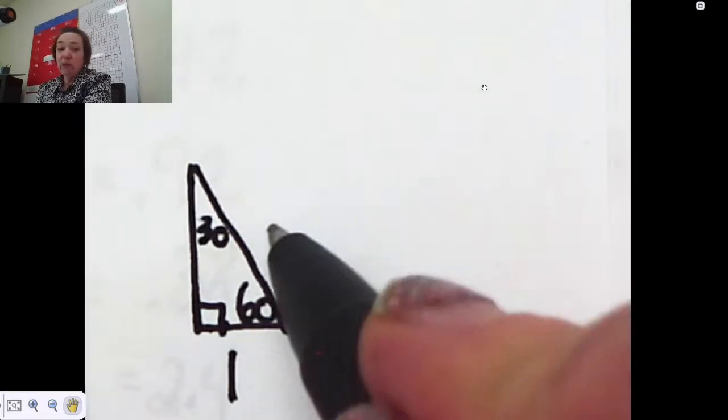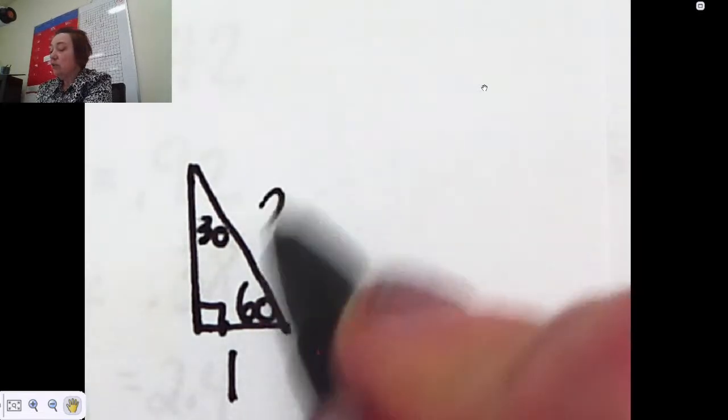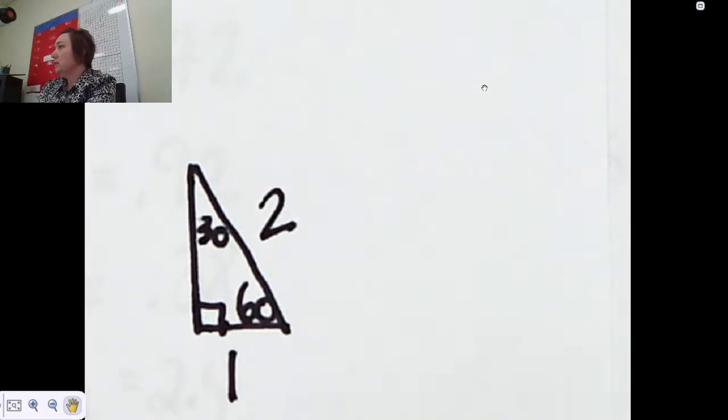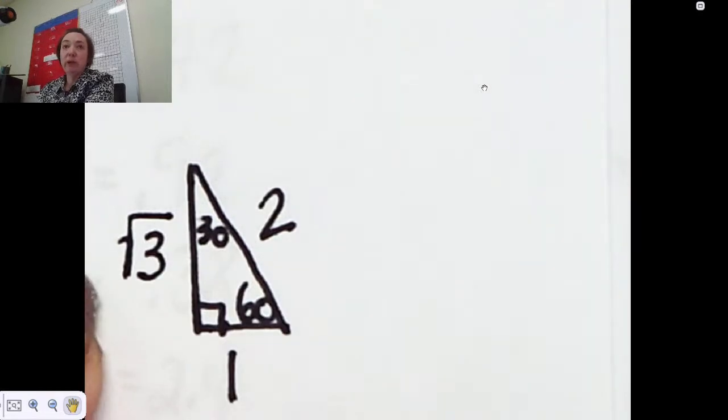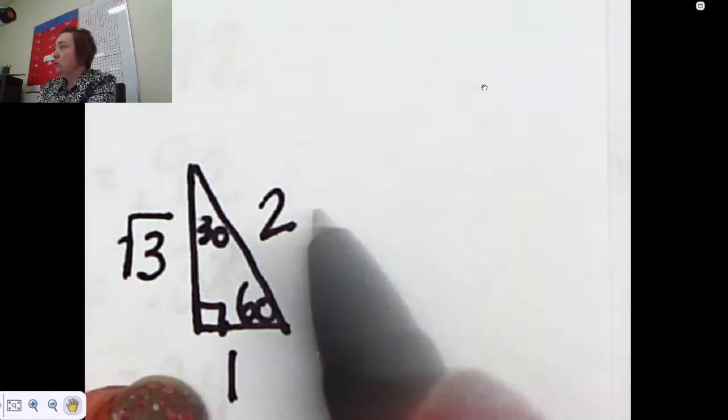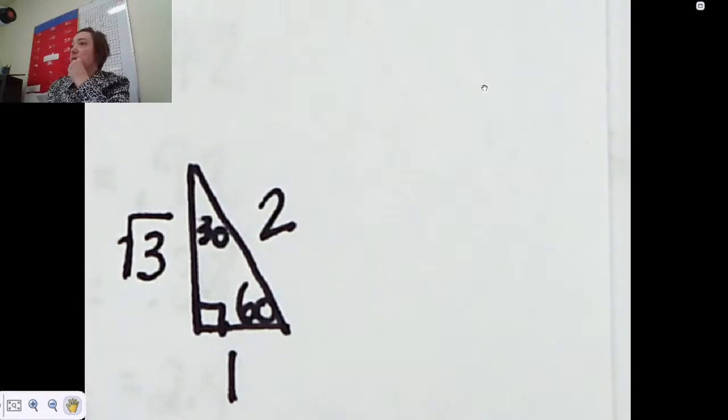Now, remember we learned last week that the short side of a 30, 60, 90 is like 1, right? And the long side, which is across from the right angle, is like 2. It's 2 times that amount, whatever that is. And then the medium side is whatever the short side is times the square root of 3. So this would be 1 times the square root of 3, which is just the square root of 3. So it's 1, 2, square root of 3. Y'all remember that from last week?